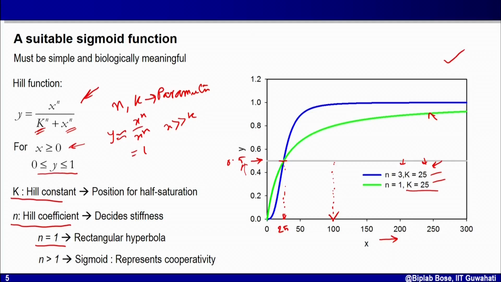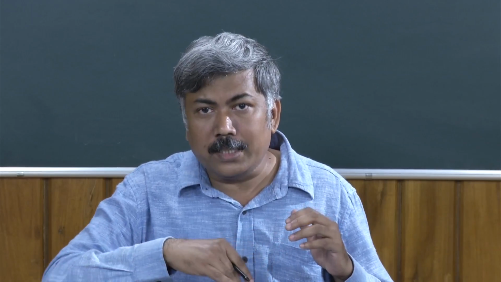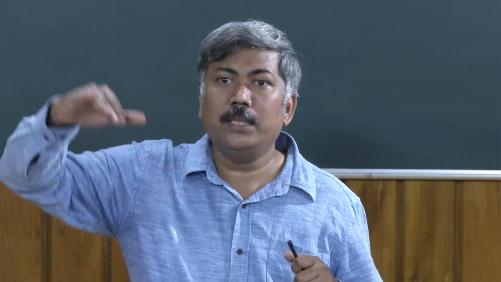But I have changed n: in blue n is 3 and in the green one n is 1. So I have reduced the Hill coefficient to 1, and you can see the curve has lost its sigmoid behavior and it has become a rectangular hyperbola. And in fact, it will be like that till you have n equal to 1, and if you have n greater than 1, then I start getting this sigmoidal behavior. So the Hill coefficient tells me whether the system has sigmoidal nature or not, and if it is sigmoidal, how stiff that sigmoid is. Whereas k tells me how sharp this sigmoid rise is.